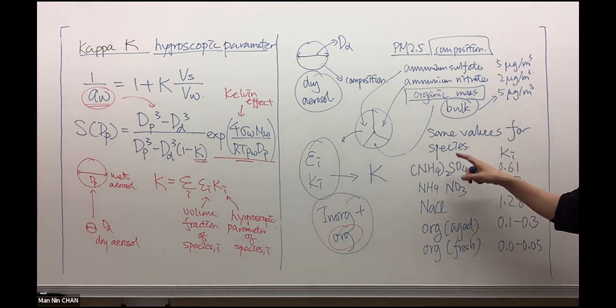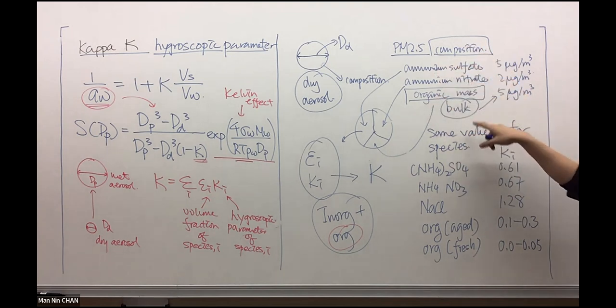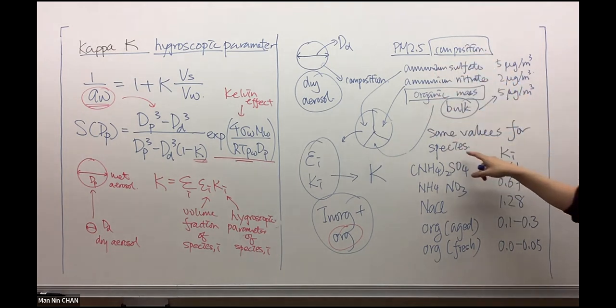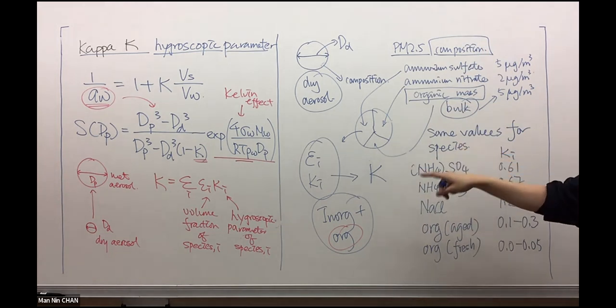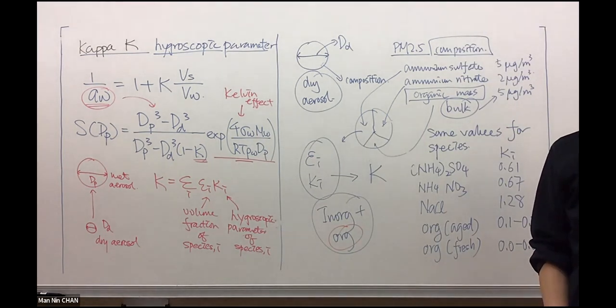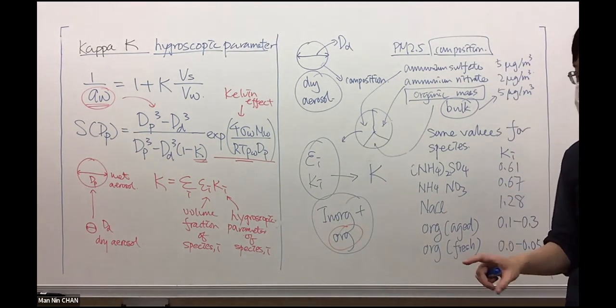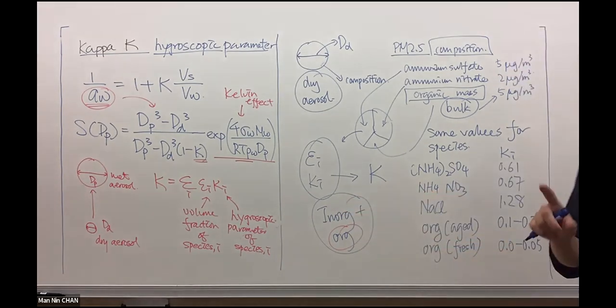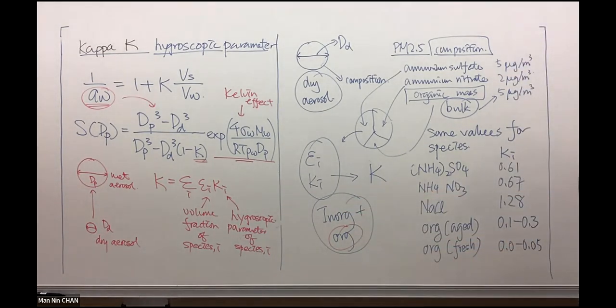So if you know the information from your field measurement or in your model, and you also know the kappa value for a specific species, then you can just use this kappa equation here. Does it make sense? The general idea is if your species is more hygroscopic, you're going to have a larger kappa value. If your species is less hygroscopic, that means it's less likely to uptake water, so they have a lower value.